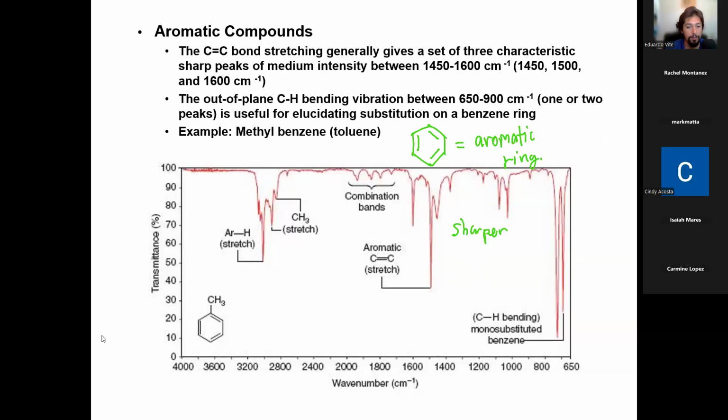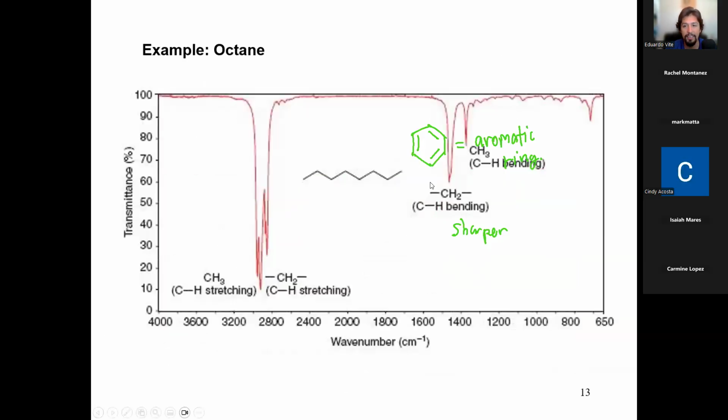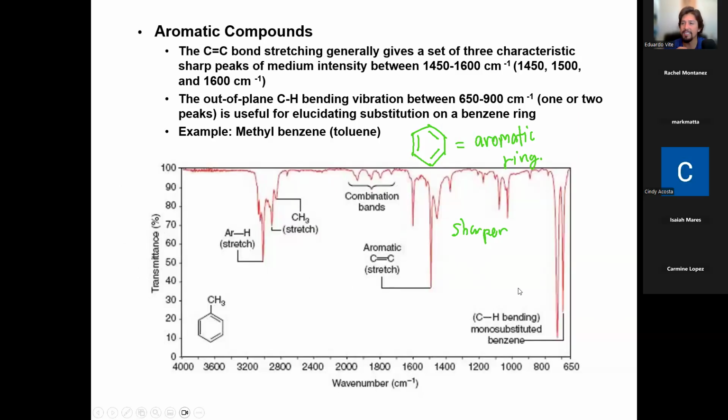Compare this to the previous one. Look at octane. They're still sharp, but there's more of a wideness to them. They're more wide, and the intensity is more intense. Look at these: the intensity is less, and the peaks overall look more spiky, more needle-shaped. There's a lot more roughness to it. So if you see a very sharp, very rough spectrum, you might suspect you have an aromatic ring somewhere.